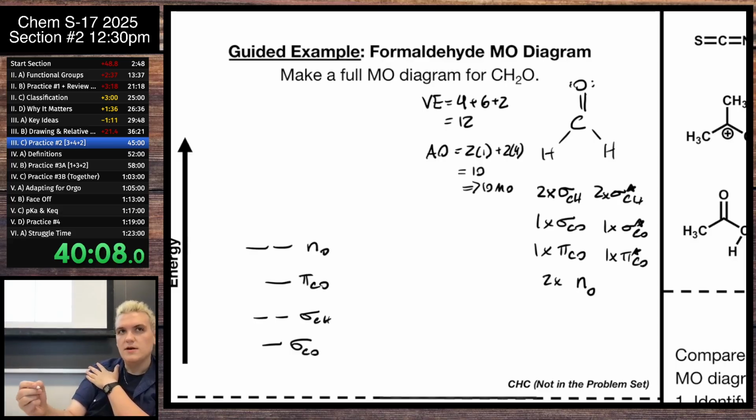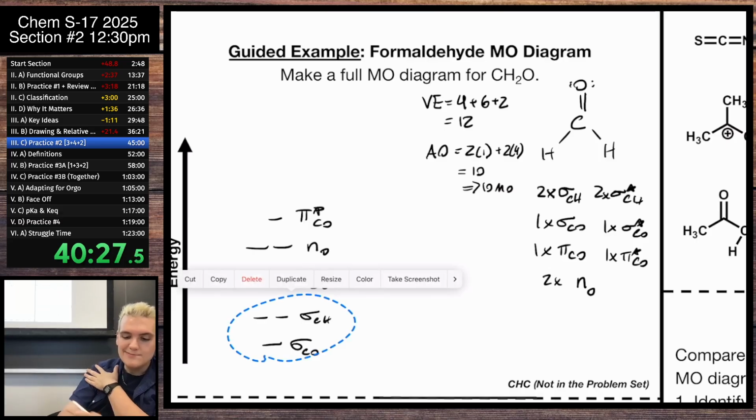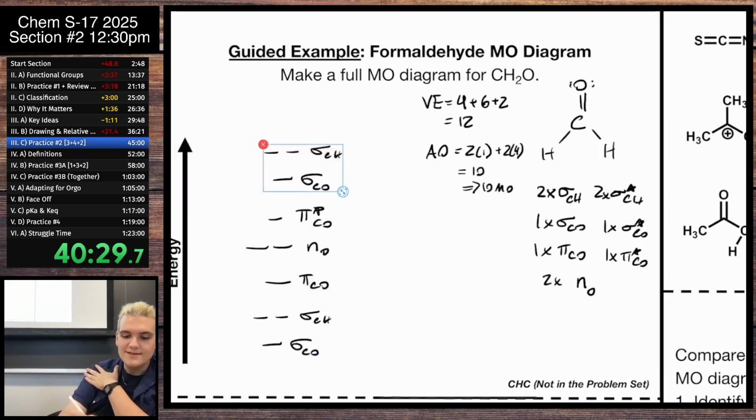Then what's after non-bonding? The pi star. Okay. So we have the pi star CO. And then up top we have sigma star. Between our two sigma stars, which one's lower in energy? CO. So literally what I'm going to do, because I'm on a tablet, is I'm going to copy and paste. And then I'm going to add a little star.